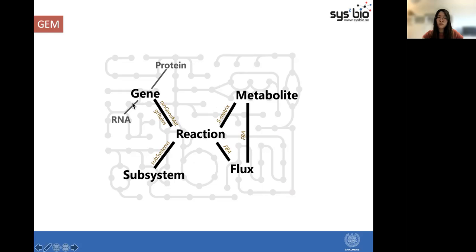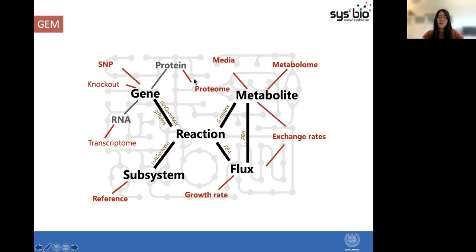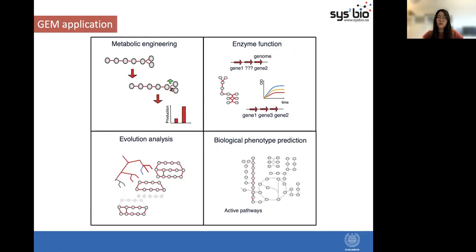A gene can be transcribed to RNA and translated to protein. So far, I have shown all the elements in the GEM. And through those elements, we can map all the data generated in systems biology to a single gene. In that case, GEM is a wonderful platform for data integration and data analysis in systems biology.